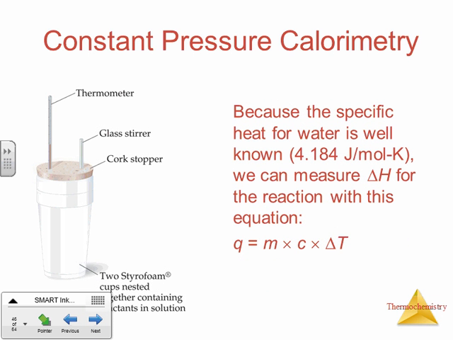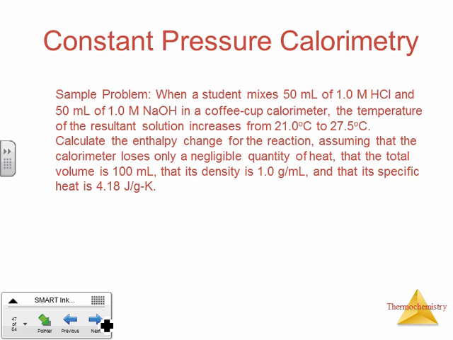So we know the specific heat for water. Okay, we already used that. It's joules per mole times Kelvin. Then we can measure the delta H for the reaction with this equation, Q equals m times c times delta T. Okay, and we just used that equation for an example problem. But let's look at another one here.